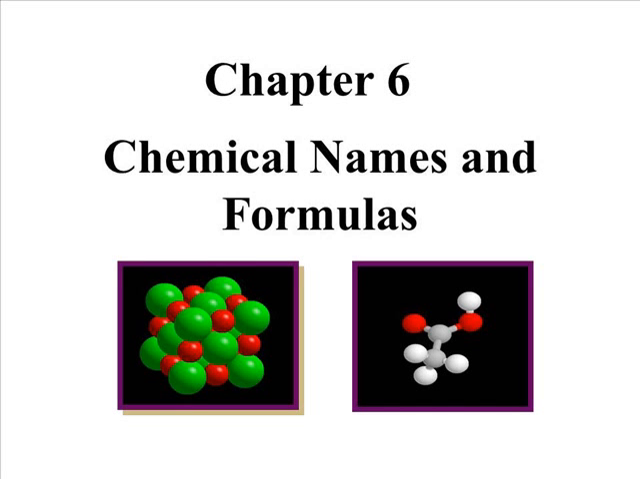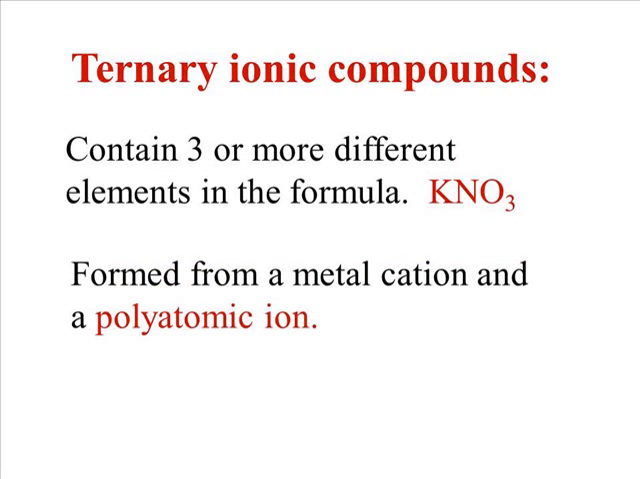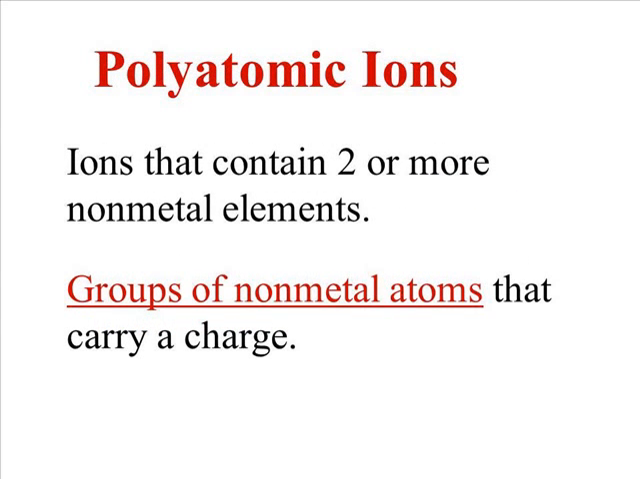We're going to start now dealing with more complicated formulas, those involving a metal cation and a polyatomic anion. These kinds of compounds are called ternary ionic compounds, containing 3 or more different elements. You still have the metal cation, such as potassium, but now you have a polyatomic ion, meaning many-atomed ion. The polyatomic ion will contain 2 or more nonmetal elements. They will be groups of nonmetal elements that carry a charge.